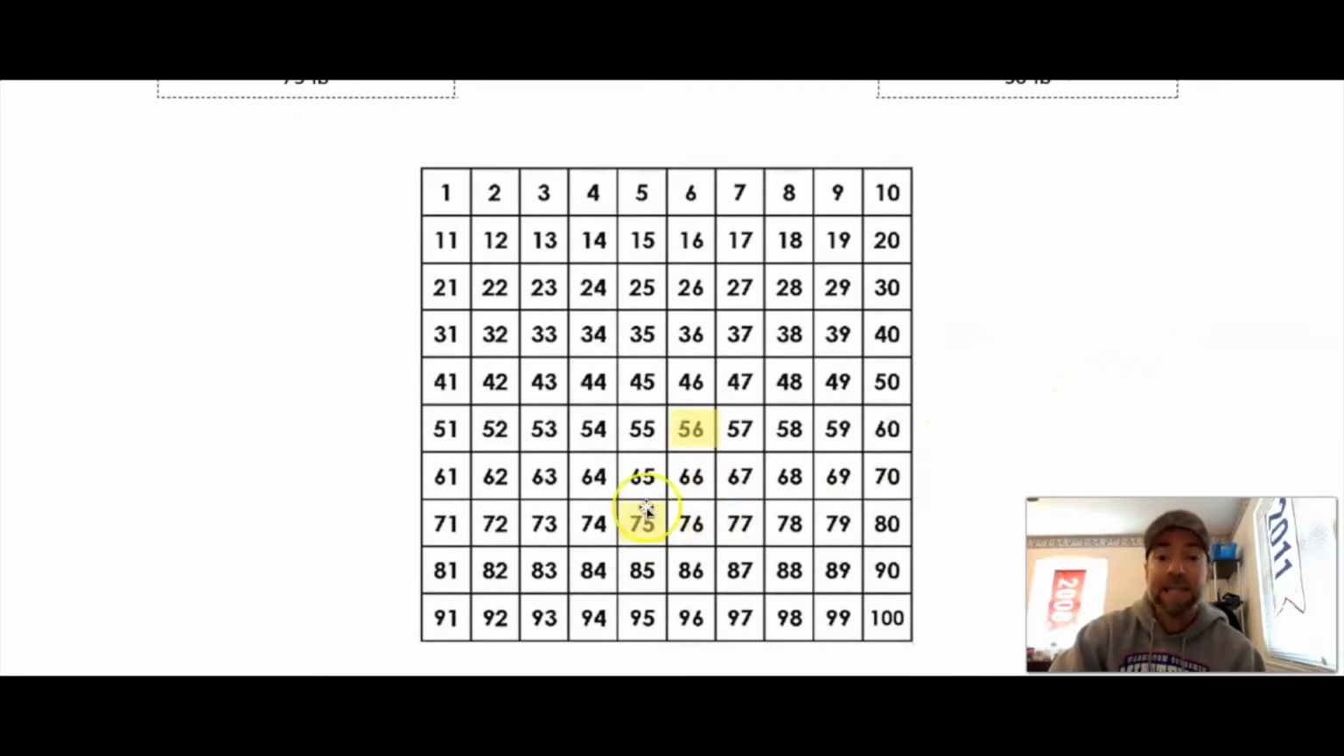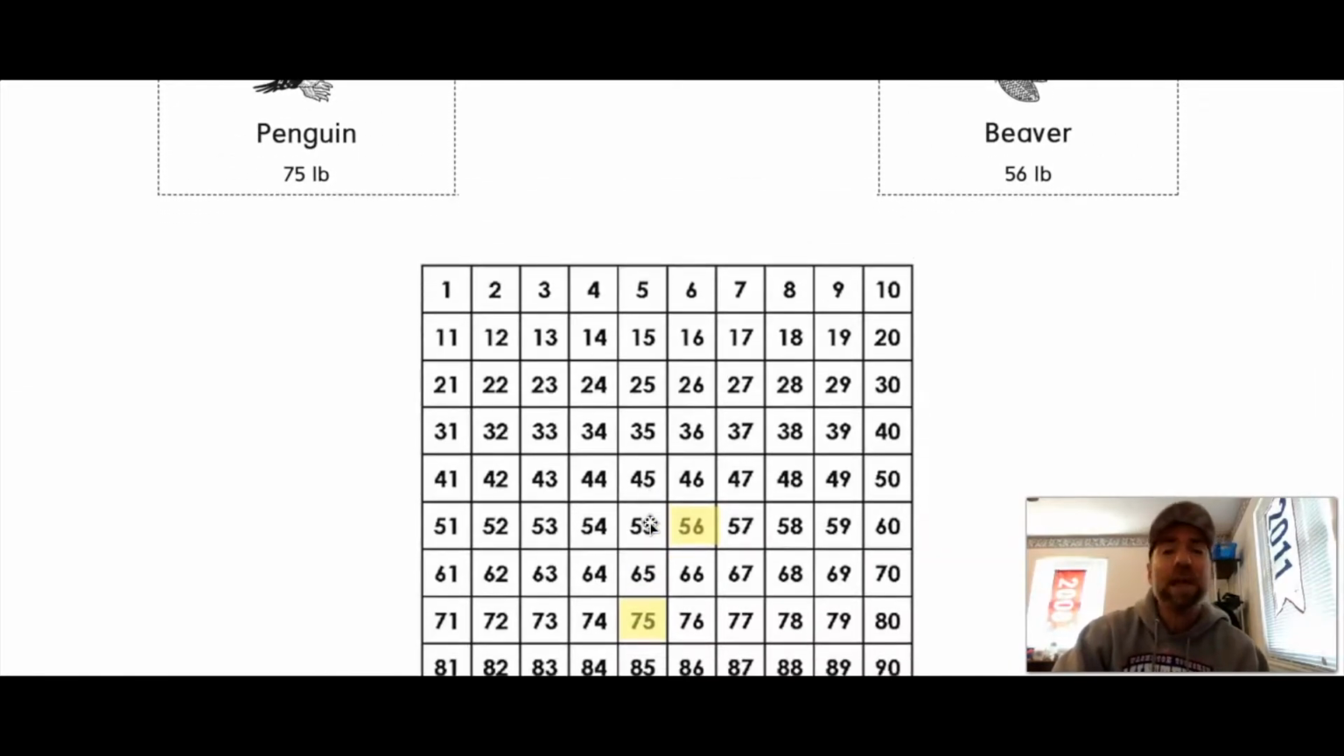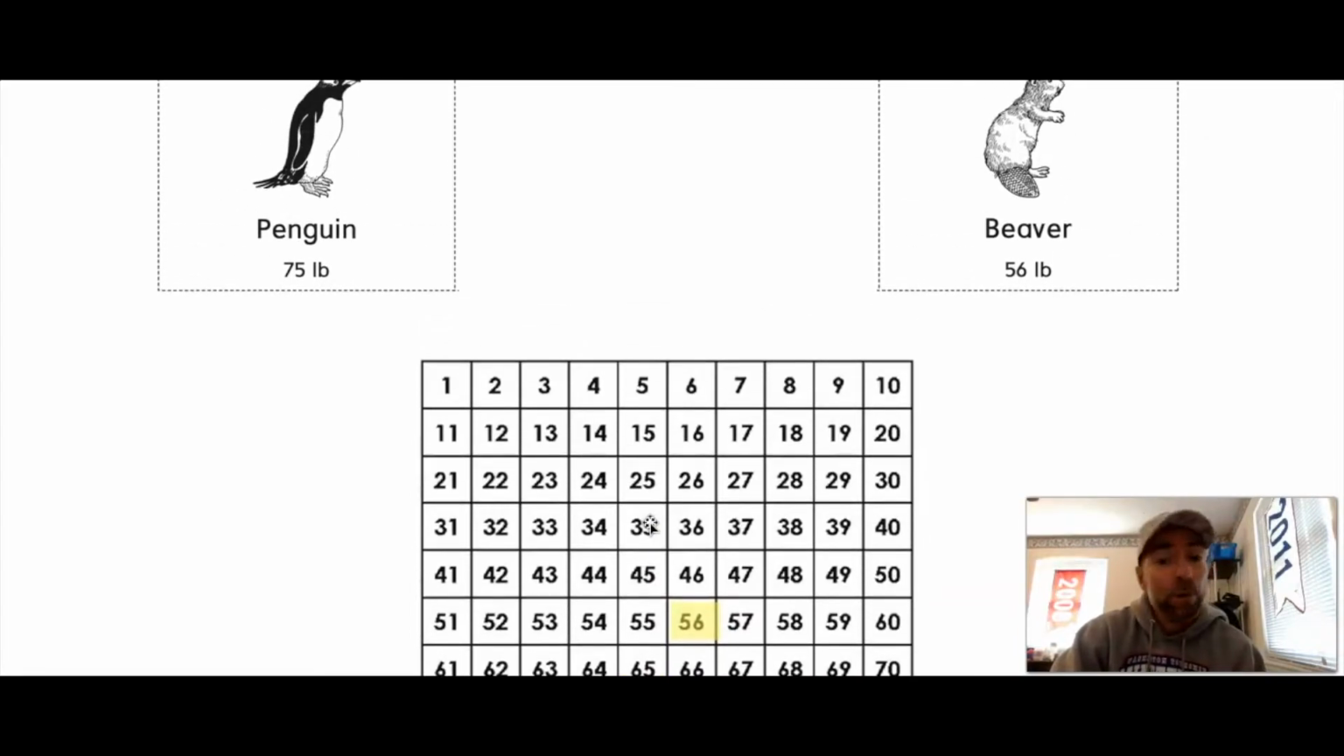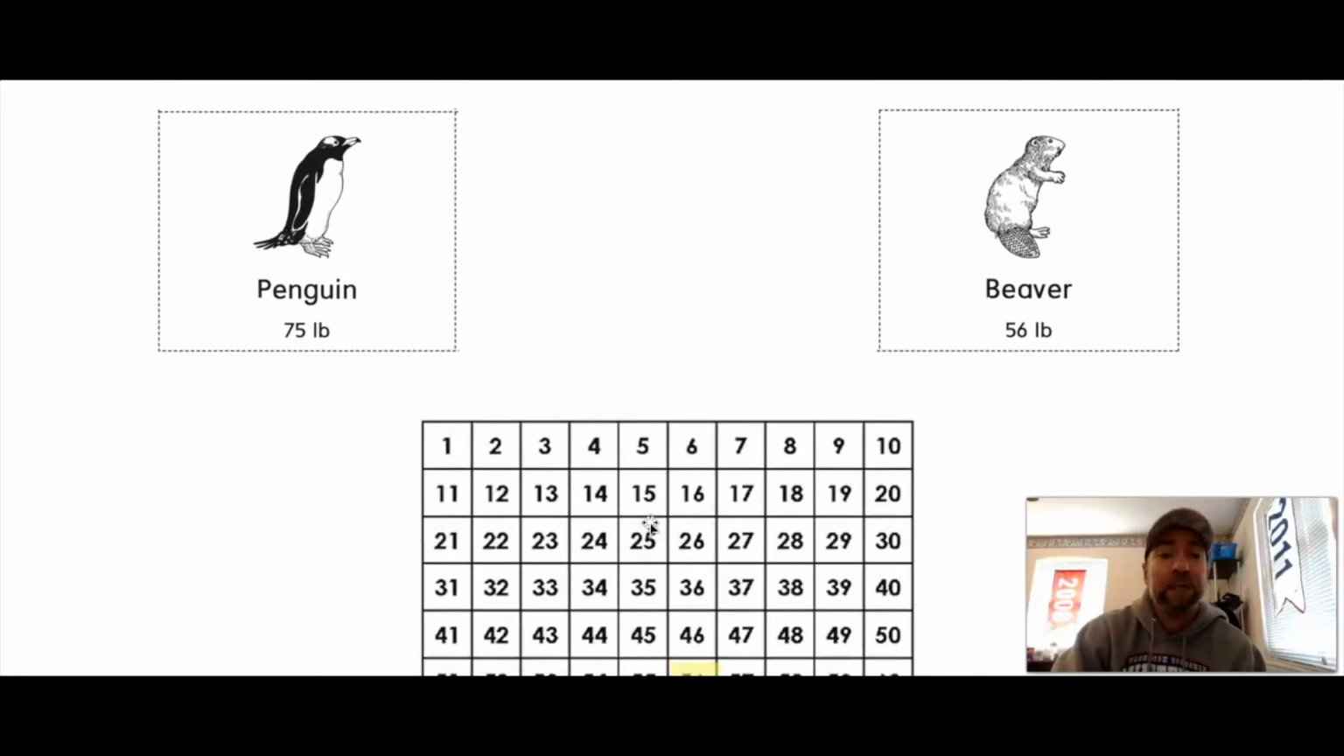Well, I can see here that the first number that I get to is the 50s and 56. So that number is less than the number 75 because that's further away from 100. Now let's write a number model. You can write this number model on your whiteboard or you can do it on your number grid sheet protector.